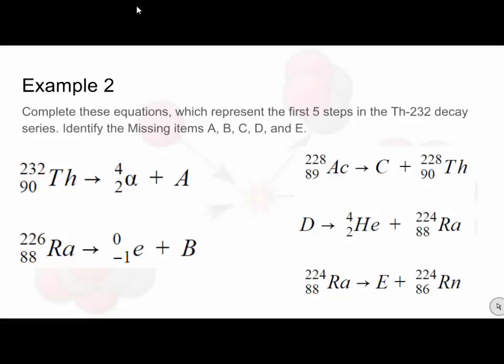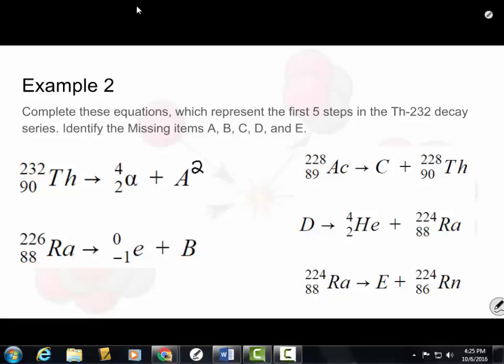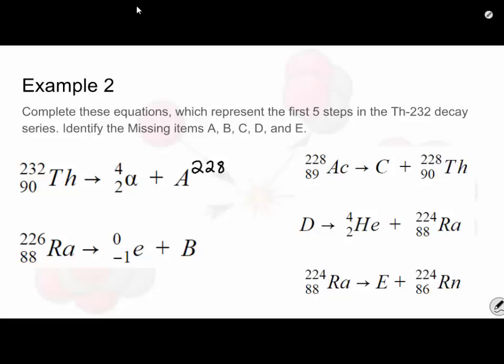So for this example, our first one here, we have 232 on the left side for our top number, so we have to sum to get that number as well. So what plus 4 gives us 232? And so we would say 228 plus 4 would give us 232.